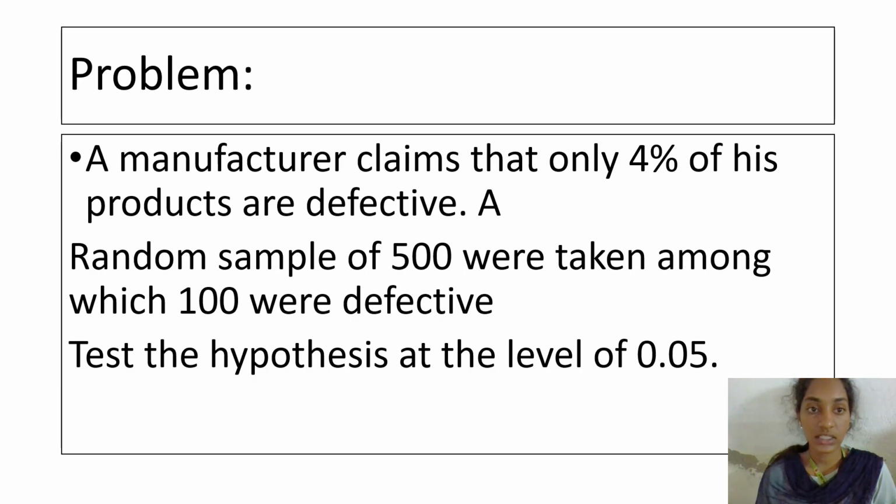And here is a given example of a problem. A manufacturer claims that only 4% of his products are defective. A random sample of 500 were taken, among which 100 were defective. Test the hypothesis at a level of 0.05. Here the level of significance is 0.05, the manufacturer claims only 4%, and the random sample of 500 was taken, among which 100 were defective.